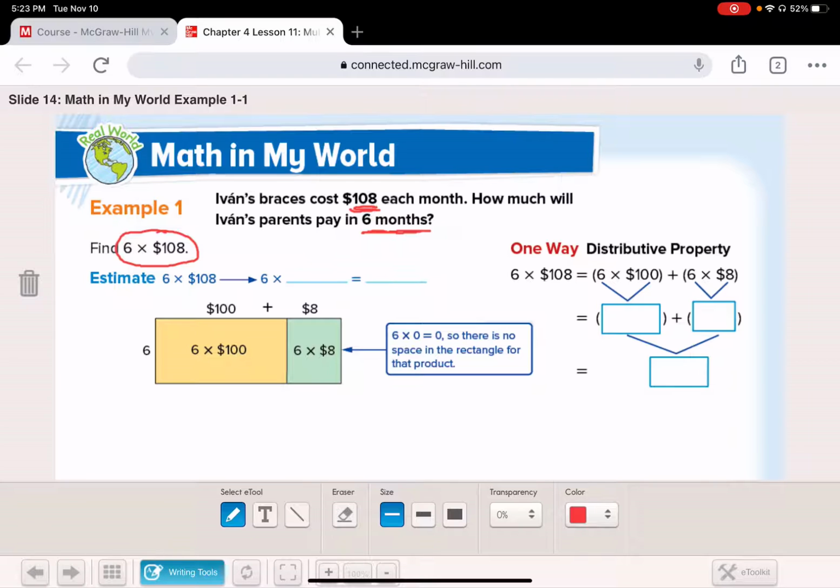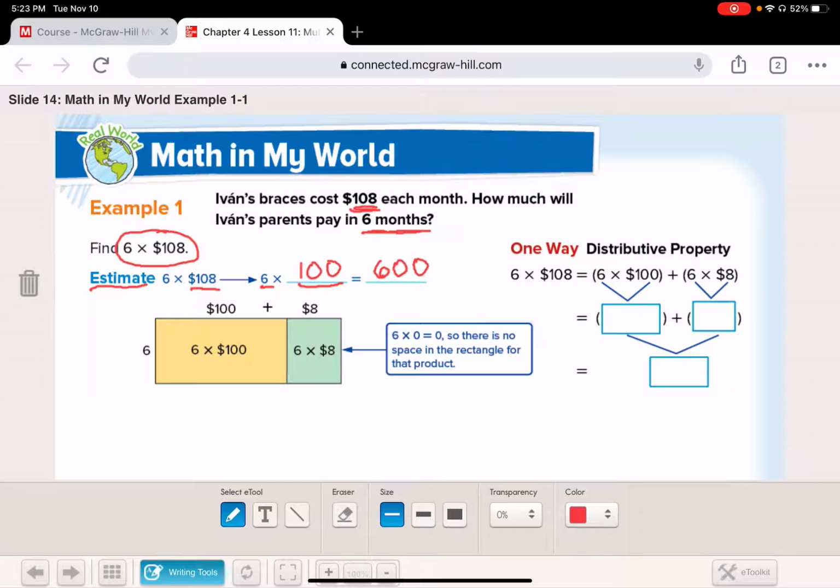Before we do that, let's just estimate so that we can get an approximate answer or an estimated answer. That way when we solve, we know that we're close and we know that we didn't make some huge mistake. So 108, if I rounded to the nearest hundred, it would be 100. Okay, 6 times 100 is 600.